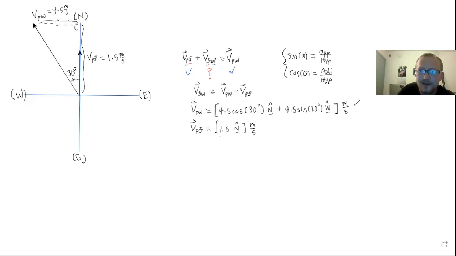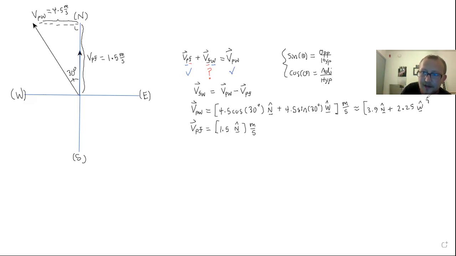First, I'm going to go ahead and do the cosine of 30. That should be 0.866 times 4.5, which leaves me with about 3.9 in the northward direction for this particular vector. And then sine 30 should be 0.5 times 4.5, which is 2.25 in the westward direction.